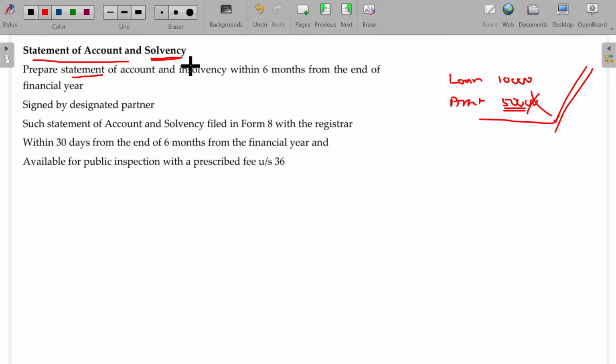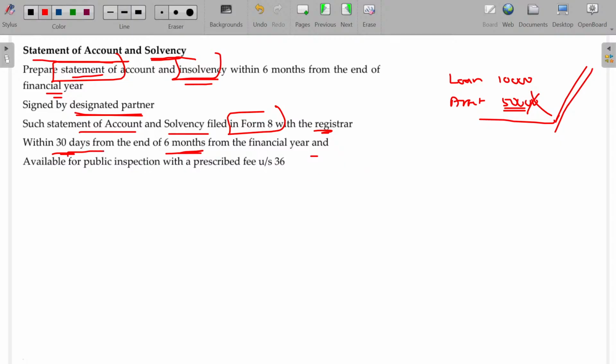Prepare a statement of account and solvency within 6 months from the end of the financial year. This solvency statement is signed by the designated partner. The statement of account and solvency is filed in Form number 8 with the registrar, the company registrar. Similarly, as per the company registrar, this LLP should also be filed to the company registrar only, within 30 days from the end of 6 months from the financial year.